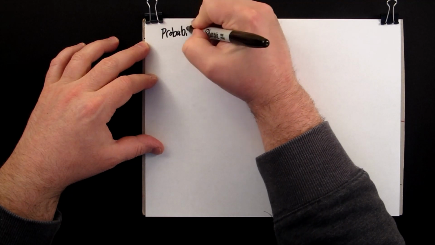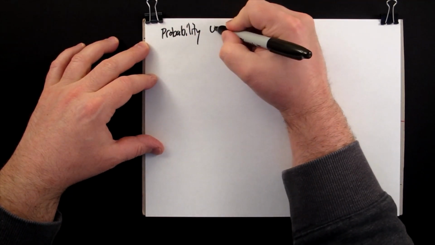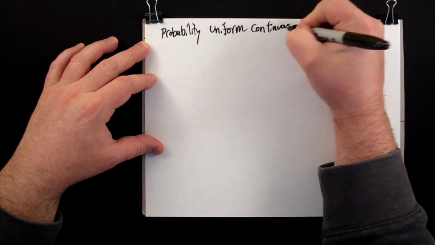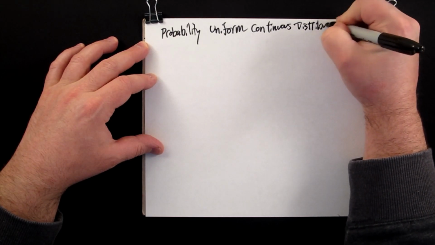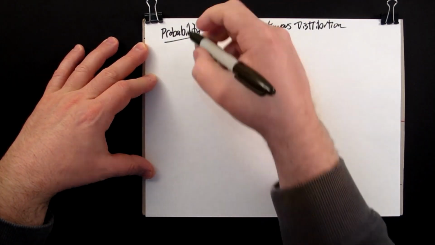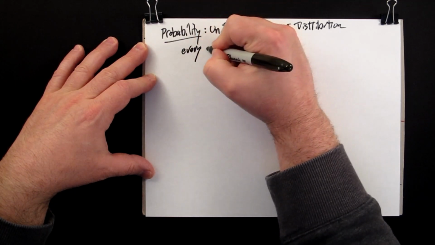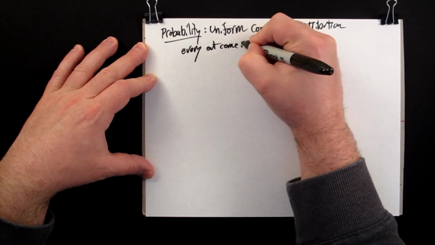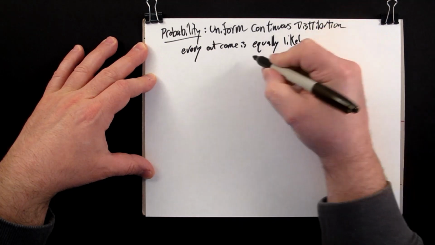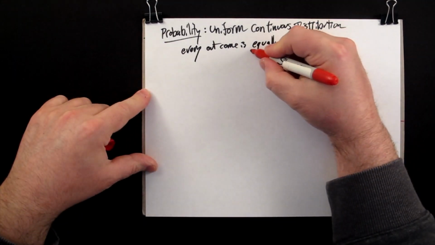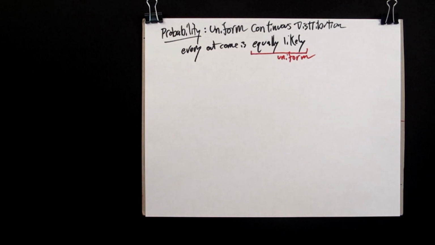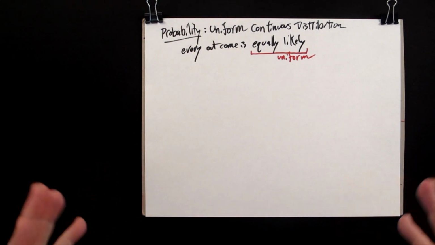Probability. Uniform, continuous distribution. So the key property with the uniform continuous distribution is that every outcome is equally likely. That's what is meant by uniform. And it can take on any value inside of that.